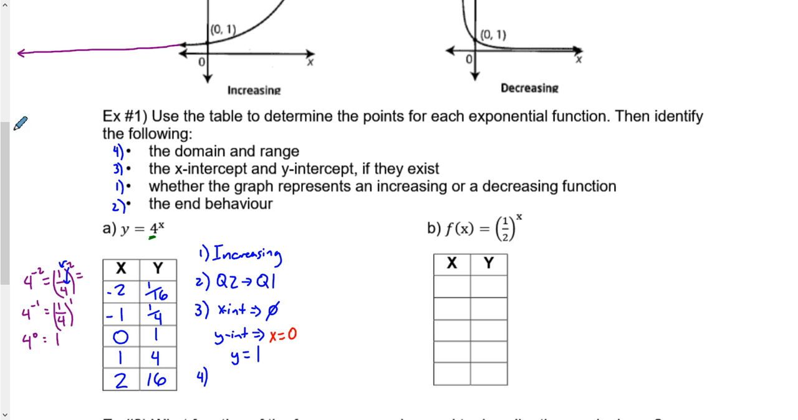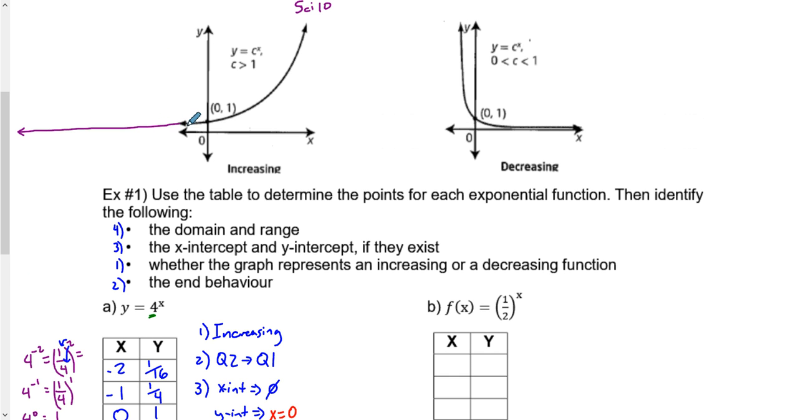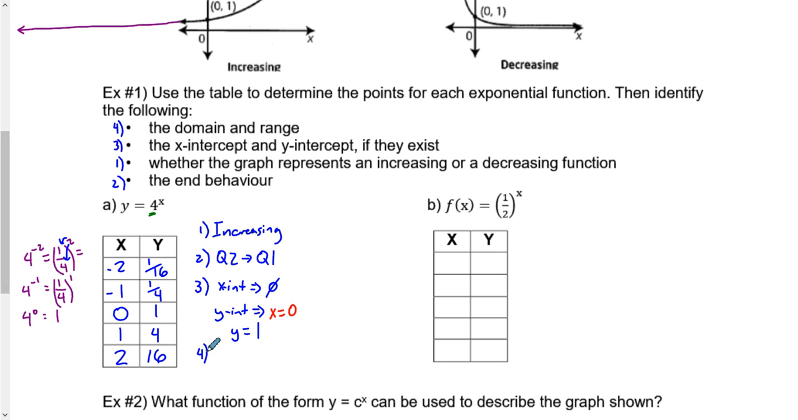Our domain, because we can tell from here that our x does keep on going down to -infinity, and this does keep on going over to the right, which means positive infinity. Our domain is represented by all the real numbers.